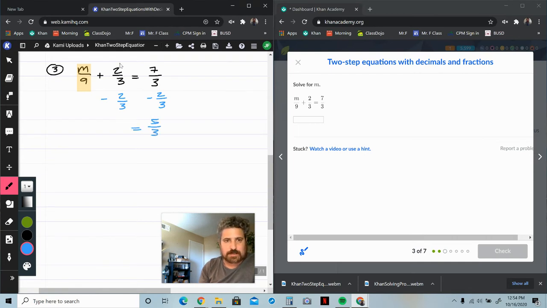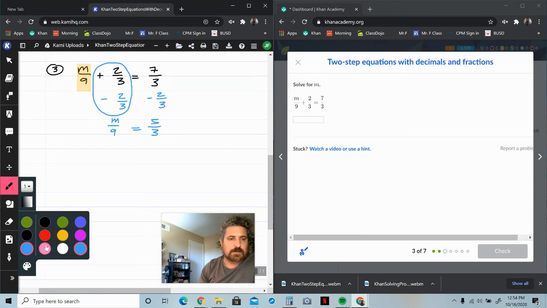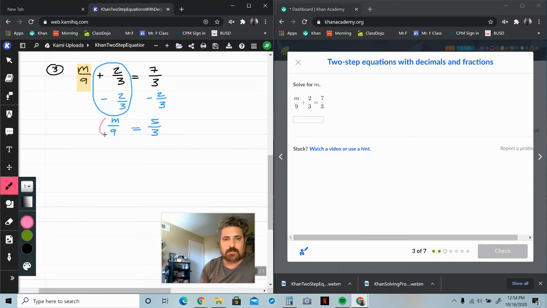And over here, you're going to get a 0 pair, so you're just left with m over 9, right? So ultimately, at this point, you have m over 9 is equal to 5/3. You want to undo now the divide by 9, so you're going to multiply both sides by 9. And when you do that, the 9 over 1 and the 9 on bottom cancel out. So you're going to get m is now equal to 5/3 times 9.